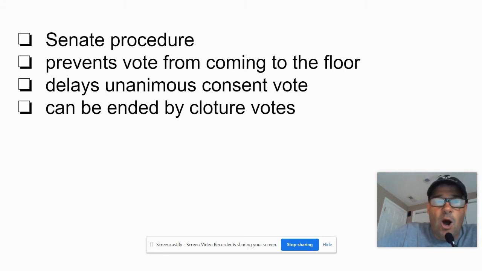And by the way, a hold can actually be ended by a cloture vote. So if people get ticked off and like, oh, who's the jerk putting up the hold on this bill? They can actually call for a cloture vote. And as long as there's 60 senators who agree, then they can end the hold and then vote on the bill. All right. So those are the last aspects of vote in the Senate.